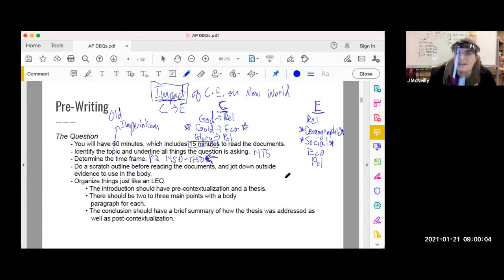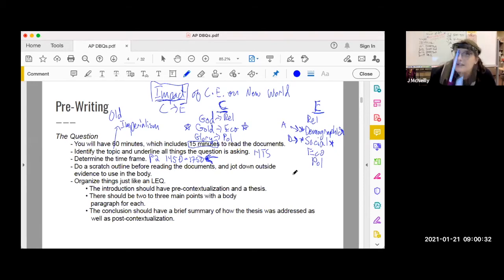Like if you're reading document A and you're like, oh, this is talking about smallpox, that would be really good for my paragraph on demographic effects. Then you may want to write A over to the side. If you get to document D and it's talking about the encomienda system and the asiento, that might be good for social. Okay, so you go through the documents and you start chunking them or bucketing them into different categories to use as evidence in your essay.